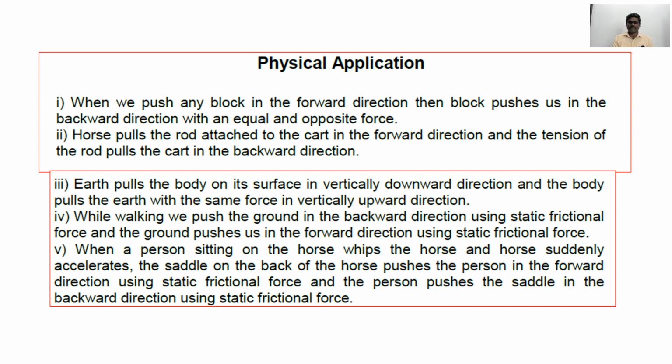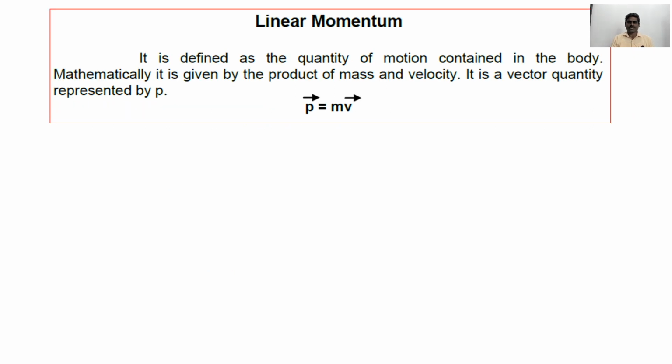These are the examples for Newton's third law of motion. That is, for every action there is an equal and opposite reaction. Linear momentum. Linear momentum is defined as the quantity of motion contained in the body. Mathematically, it is defined as the product of mass and velocity. Momentum is a vector quantity and is denoted by the symbol small p.